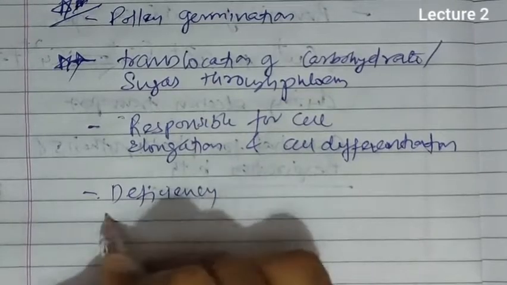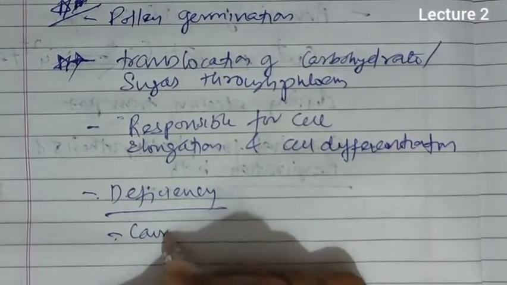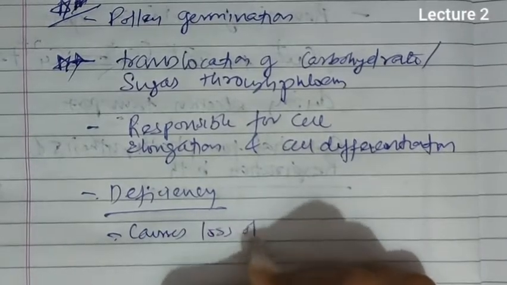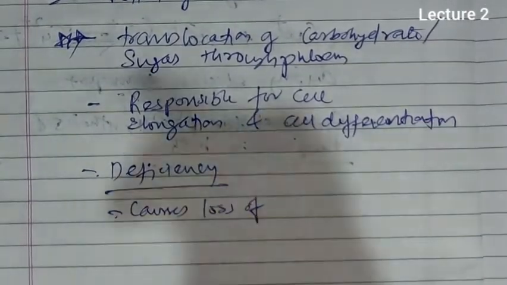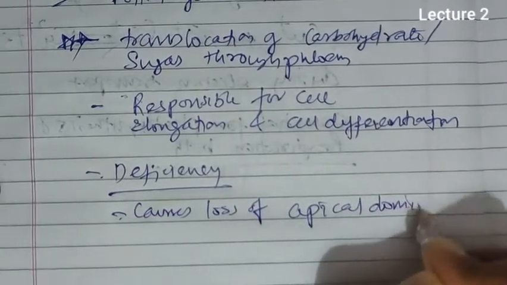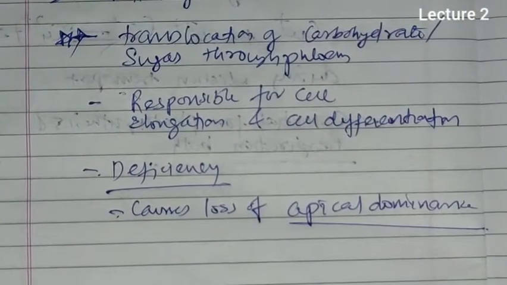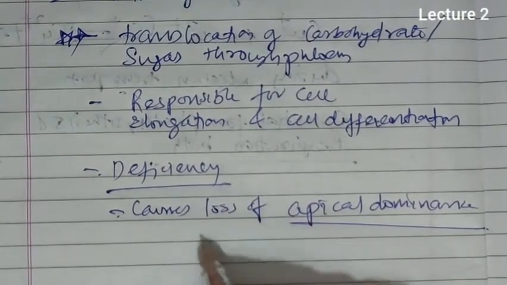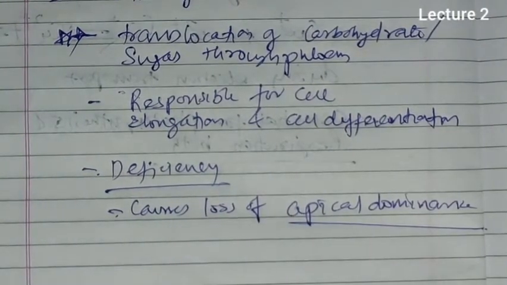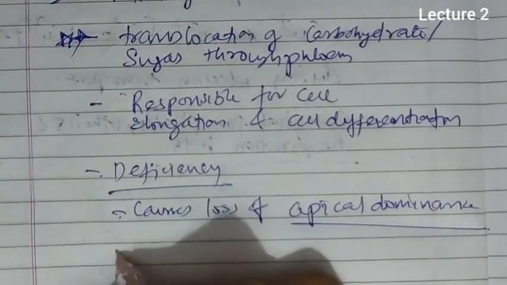Deficiency, if you talk about it, causes loss of apical dominance. Now apical dominance means the apex does not allow the lateral branches to grow. So loss of apical dominance meant in presence of apical bud the lateral branches start growing in deficiency of boron.